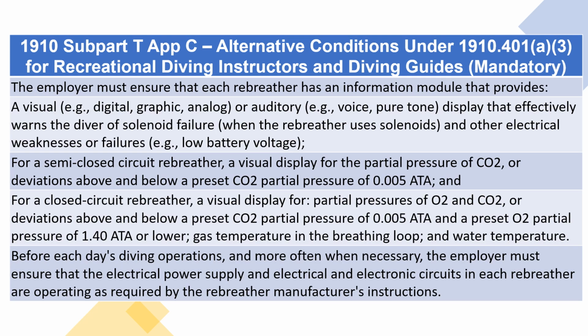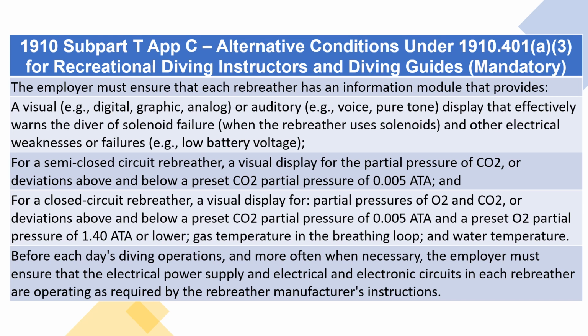The employer must ensure that each rebreather has an information module that provides a visual, e.g., digital, graphic, analog, or auditory, e.g., voice, pure tone, display that effectively warns the diver of solenoid failure when the rebreather uses solenoids and other electrical weaknesses or failures, e.g., low battery voltage.